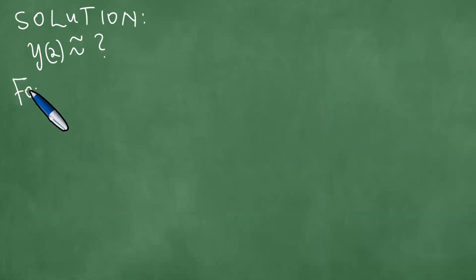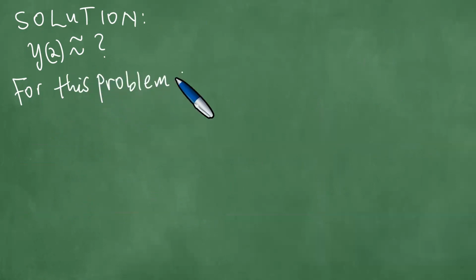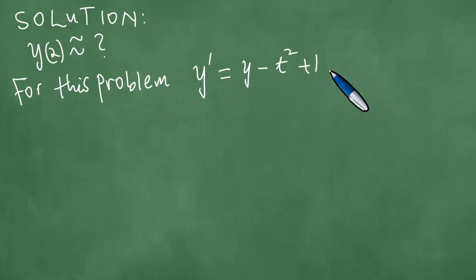So for this problem, we note that y prime is equal to y minus t squared plus 1. That is what you're given. And obviously you have the t interval, and you also have y at 0, which equals 0.5. So you have those kinds of things here.